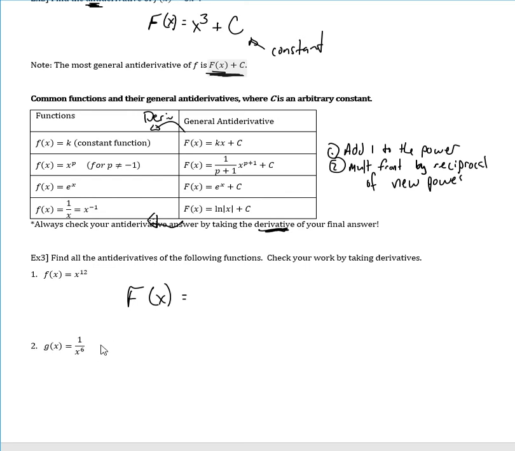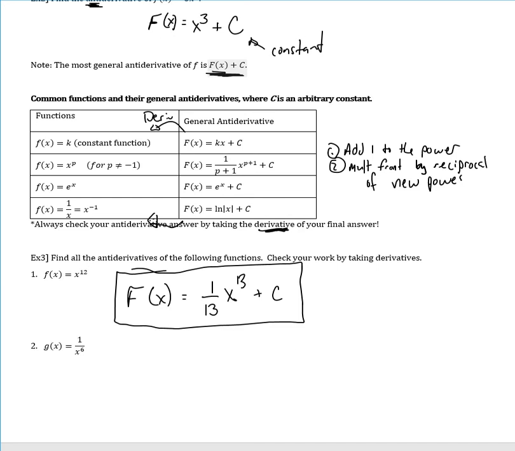Let's add 1 to the power. So add 1 to 12 would be 13. And then we're going to multiply the front by the reciprocal of 13. So that would be 1/13. And then we just have to make sure we add a constant at the end. Okay, so that is our answer here.